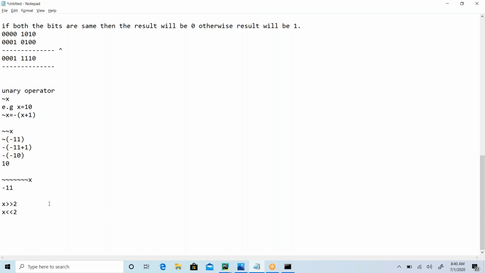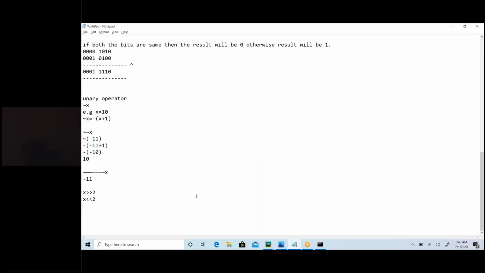So then we have shift operators. These shift operators are something like the bits are going to shift to the right or maybe to the left. Towards its left, towards its right. The bits are going to shift. So what is the x value here? 10. So 10 is the value of x here.